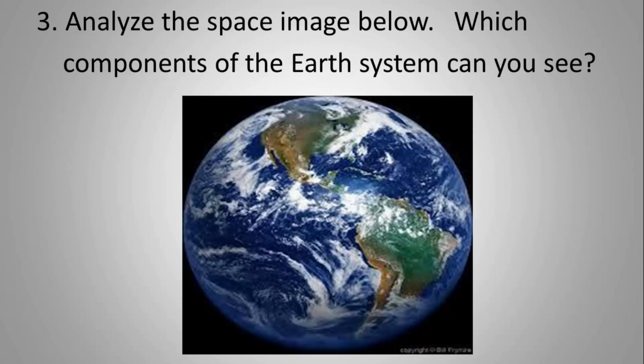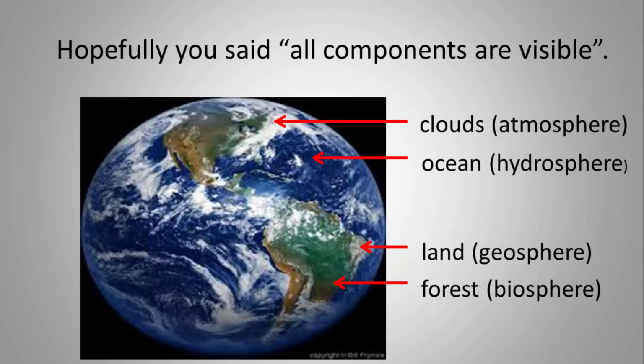So here we have an image of planet Earth taken from space. Which components of the Earth system can you see? I'm hoping you said all components are visible. So the clouds, that's the white, representing the atmosphere. Ocean represents the hydrosphere. Land, the geosphere. And of course our forests, the biosphere.